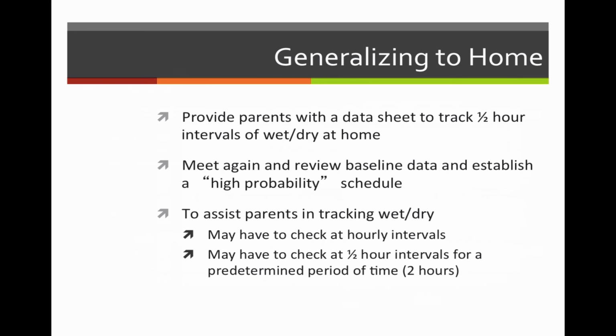Providing parents with these data sheets so they can track wet and dry, so that they can establish their own high probability. I may not have said this before, but when we're tracking wet and dry for the baseline, this is without putting them on the toilet. This is just dry. This is diaper check. So it's not the toileting being added on while we're just trying to identify high probability. And then at that point in time, we're checking about every half-hour intervals so that we can identify where the student is most likely to use the restroom.